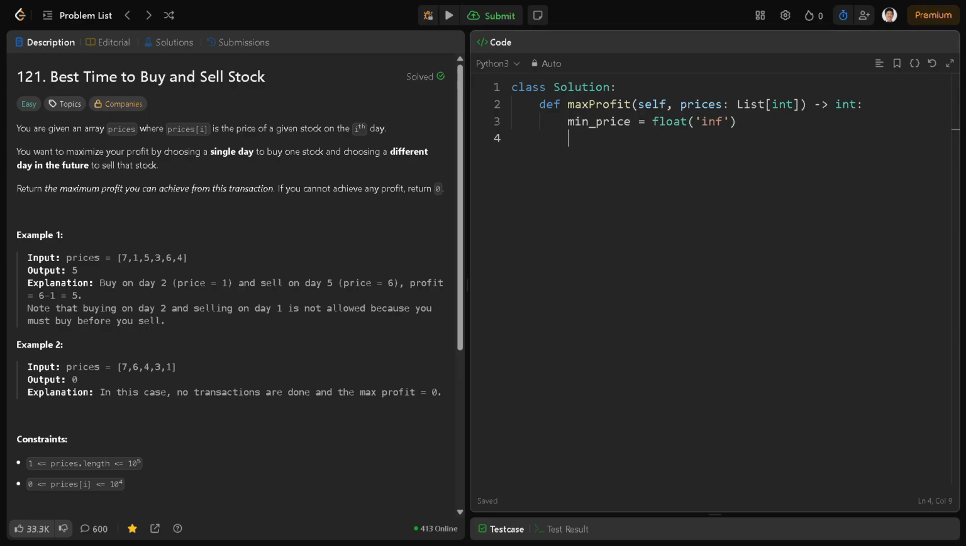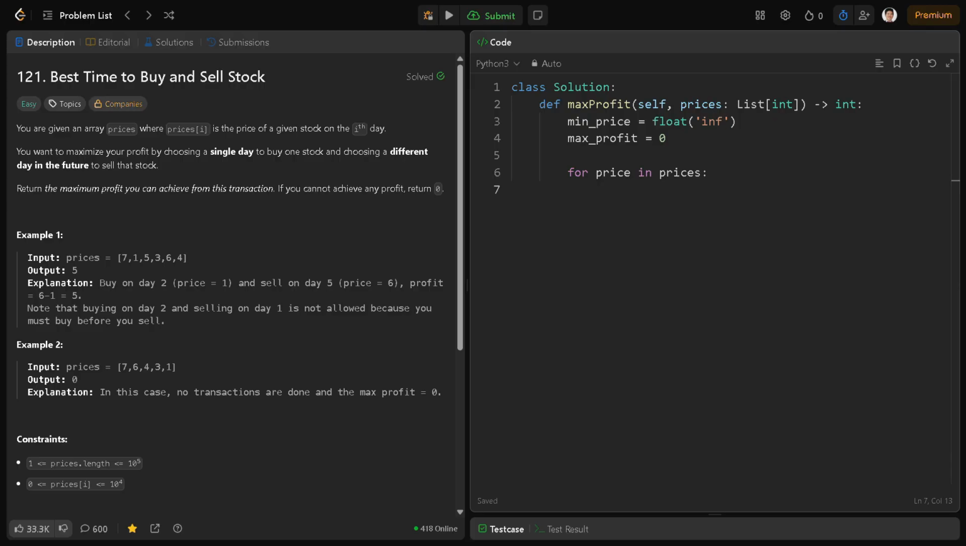Then we'll initialize a variable called max profit to 0. This will keep track of the best profit we've seen as we loop through the prices. If no profit is possible, we'll stay at 0. Next we'll write for price in prices. This is a loop that goes through each price in the list one day at a time.